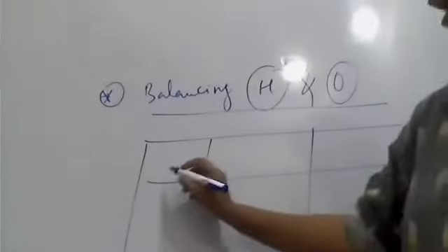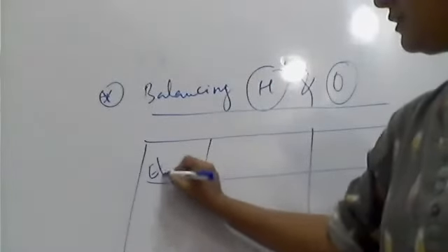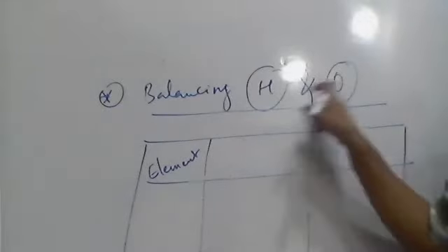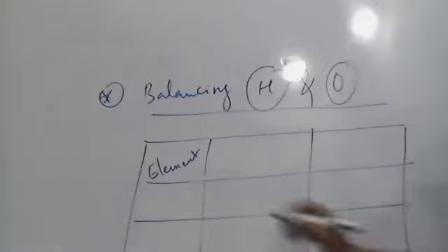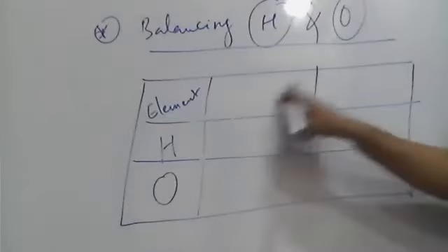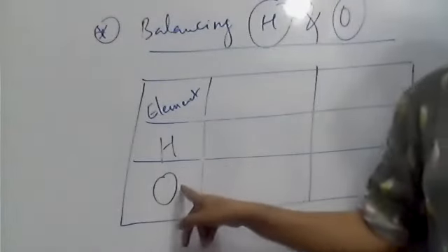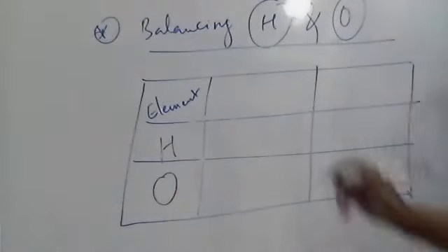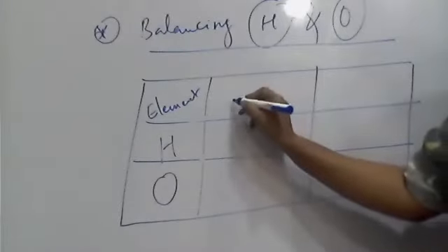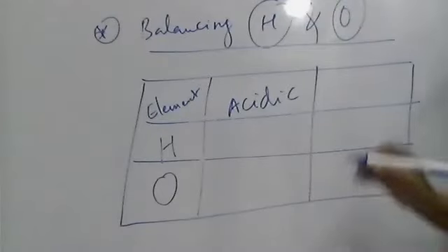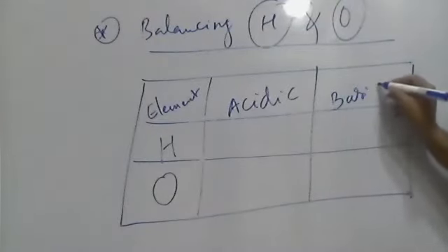Now, here I'm writing element. This is to explain balancing hydrogen and oxygen, so only two elements, hydrogen and oxygen. I'm making three columns. The first column is element. The first element is hydrogen. The second element is oxygen. How to balance? So here this is medium. Next, it may be an acidic medium reaction or a basic medium reaction.